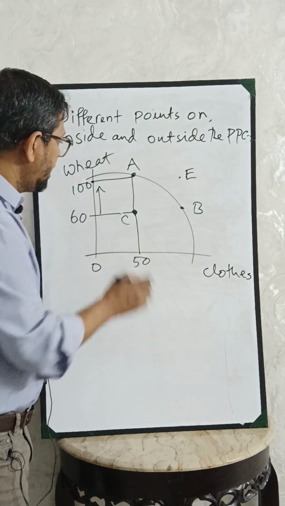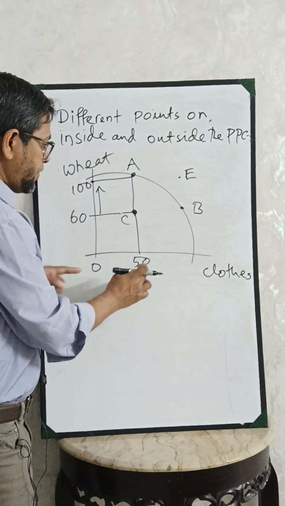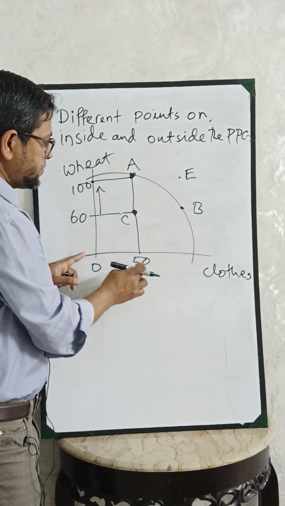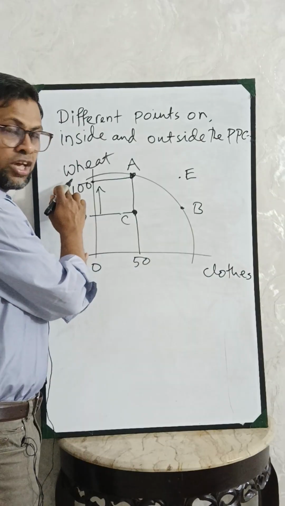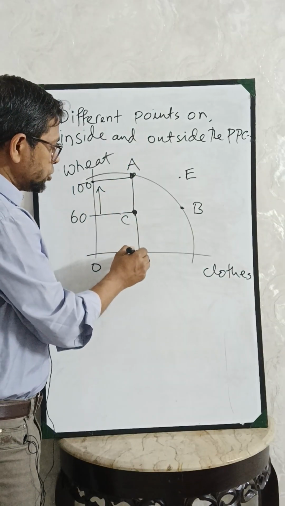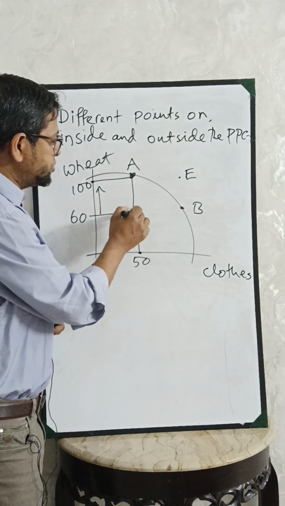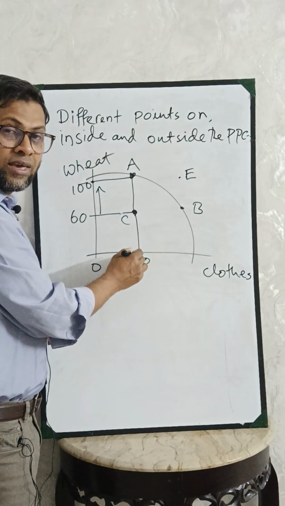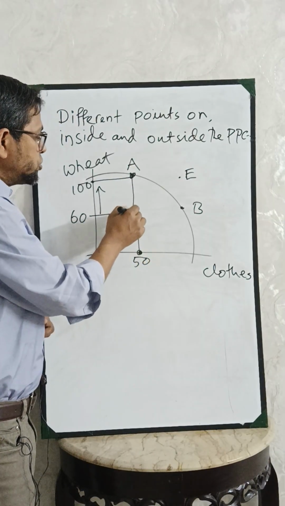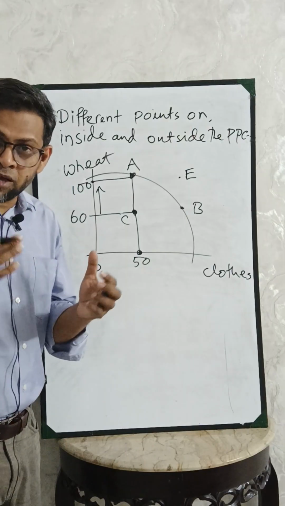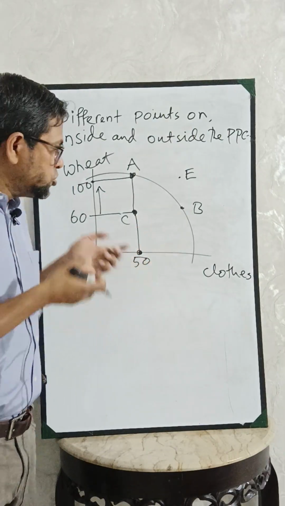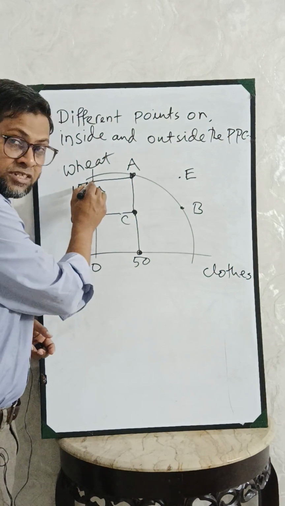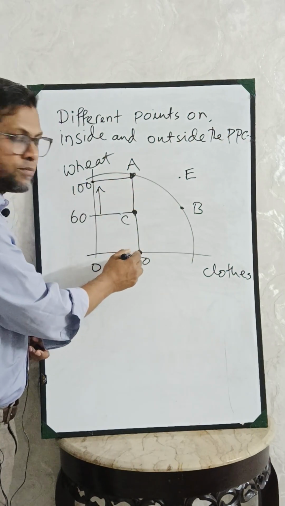What does it mean? At point C, the combination is 50 clothes, 60 wheat. And at point A, the combination is 100 wheat and 50 clothes. So you see, clothes production remains same. If we move from C to A, still we are producing the same amount of clothes. Why? Because our resources are not fully utilized. So we have some other machineries or workers, we are using them, and they are producing more production. So that's why wheat production increases, but we don't have to give up clothes production.